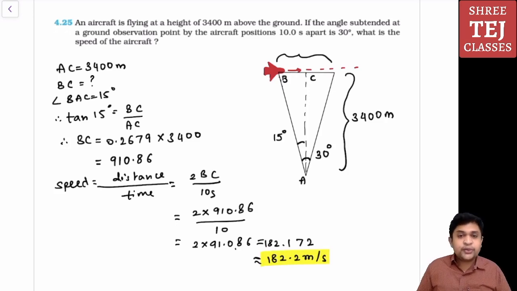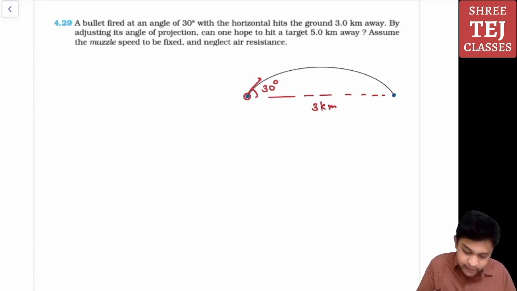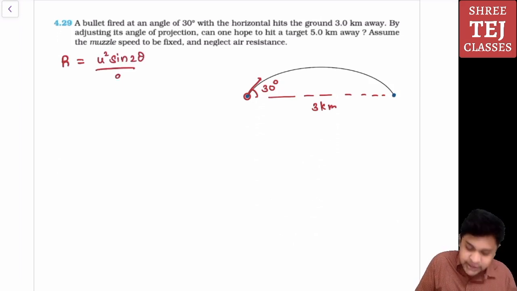Now let us move to the additional exercises. Question 4.29. A bullet is fired at an angle of 30 degrees with the horizontal and hits the ground 3 km away. So we know range is equal to u square sine 2 theta divided by g.